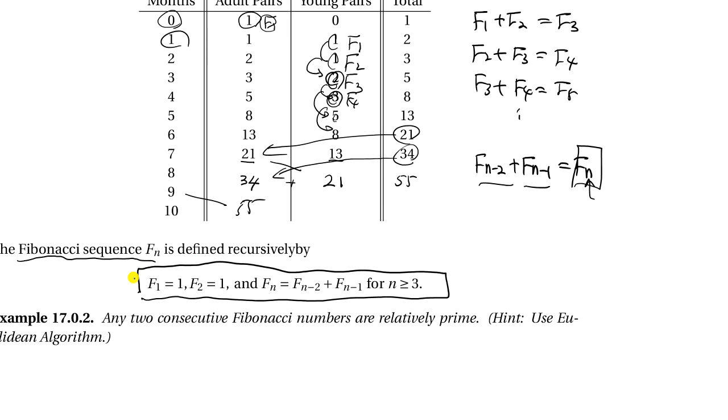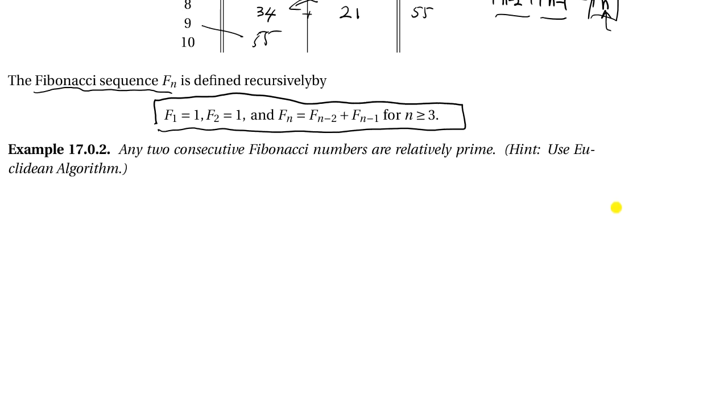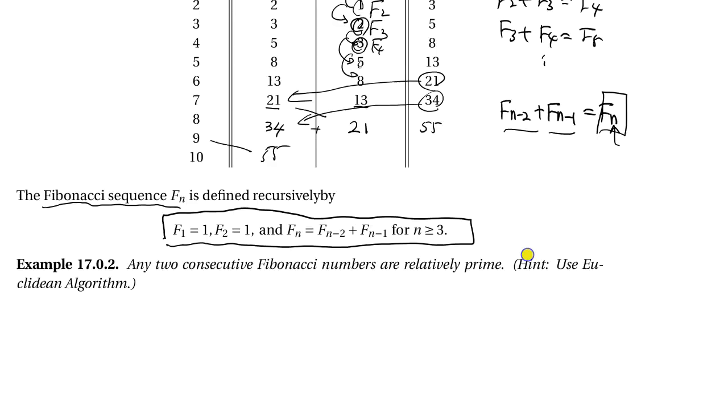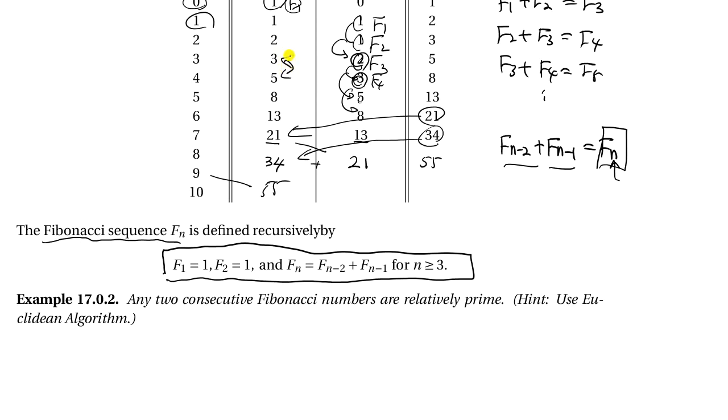Okay, now let's look here. Many interesting things happen in this Fibonacci sequence, and one of them is that any two consecutive Fibonacci numbers are relatively prime, which means there is no common factor. That's very strange, right? Just check any two consecutive numbers: 3 and 5 have no common factor, they are relatively prime. How about 13 and 21, 21 and 34, 34 and 55? Doesn't matter which two you choose. If they are consecutive numbers from the Fibonacci sequence, then they are relatively prime.